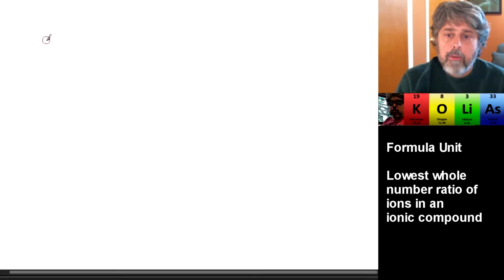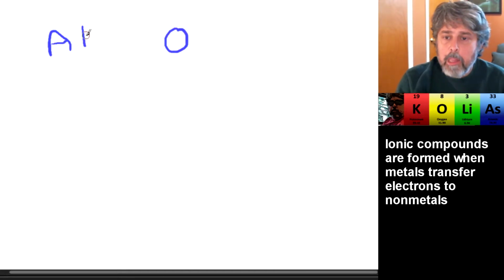Okay, let's look at another example, slightly trickier. Let's have some aluminum and some oxygen. Let's start off with the valence electrons. Aluminum is in group 13, so it has 3. 1, 2, 3. Oxygen is in group 16, so therefore it has 6. I'm going to draw 6 dots.